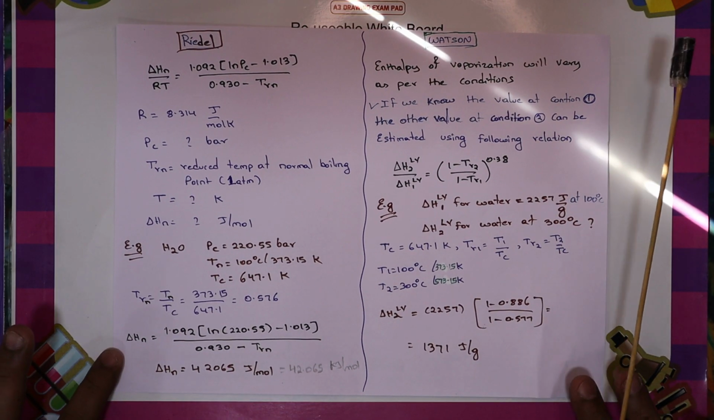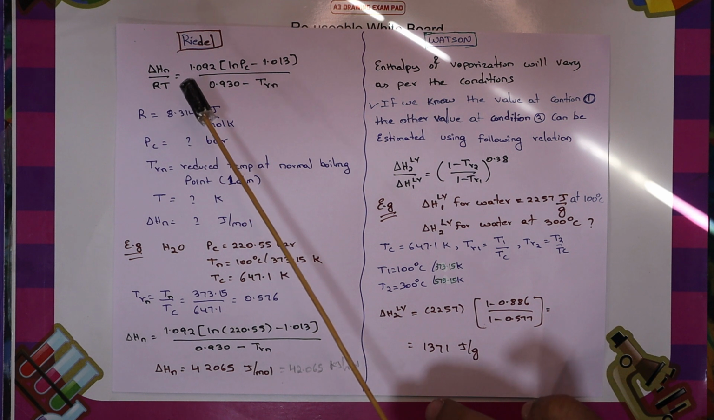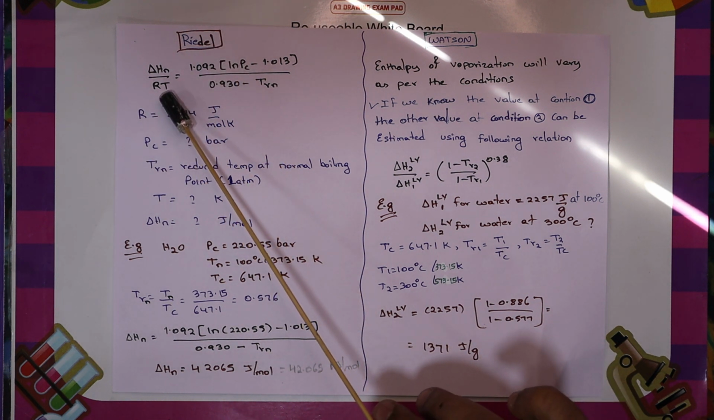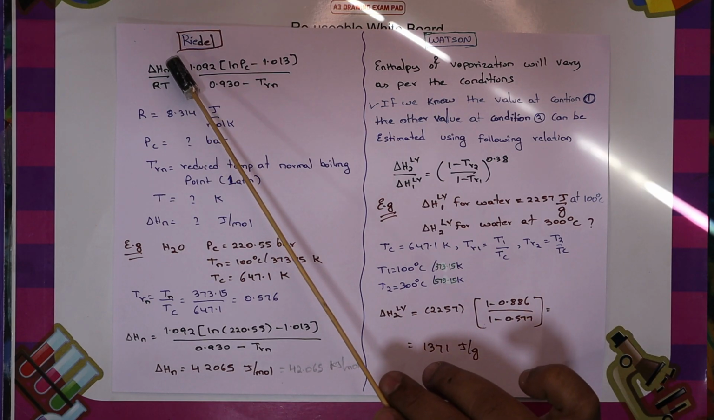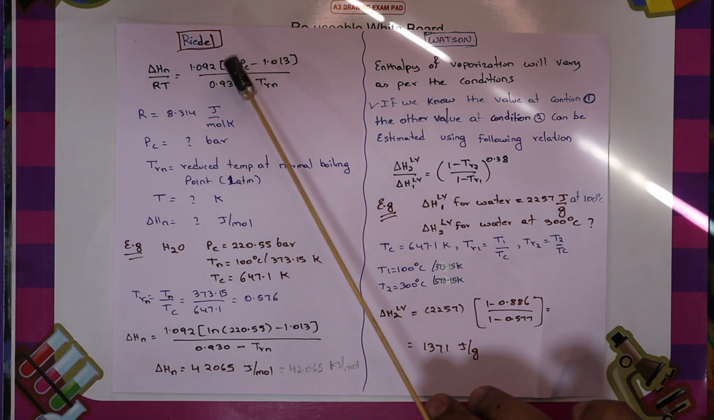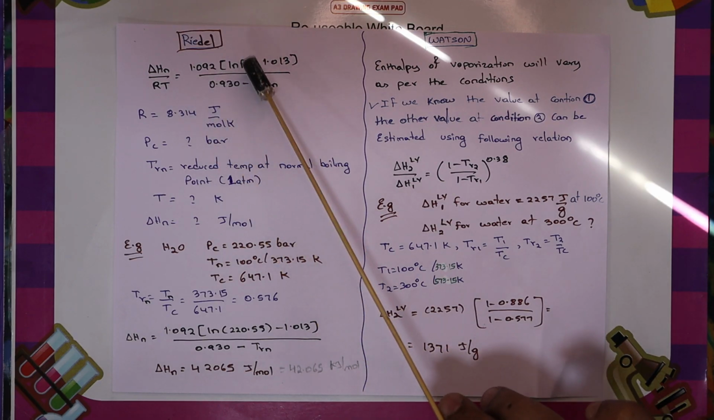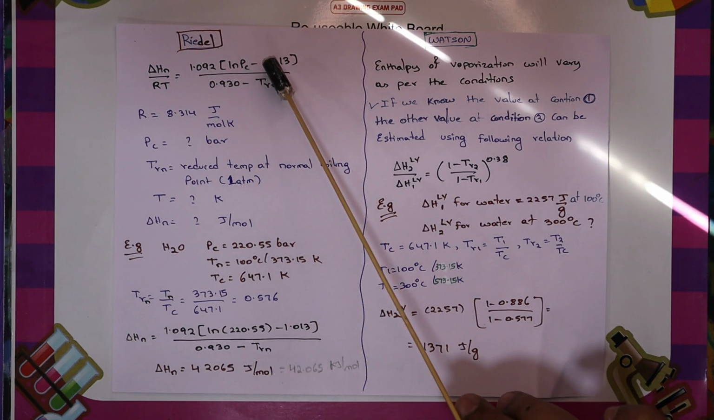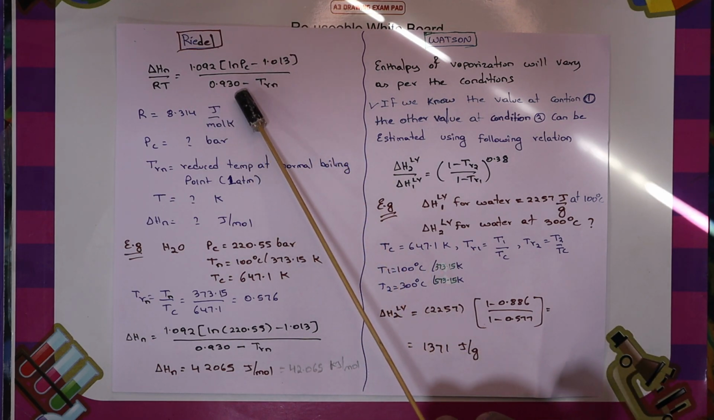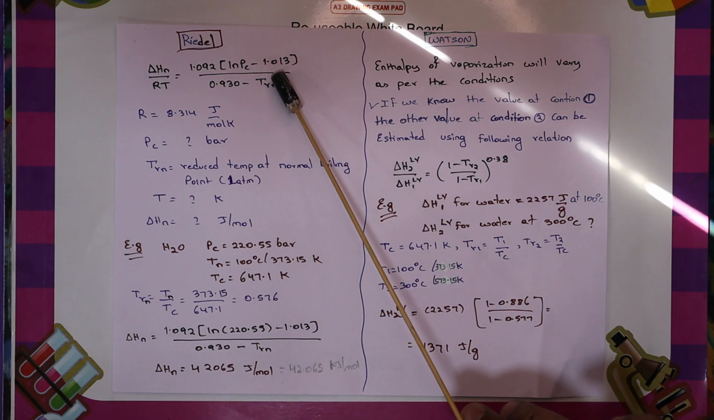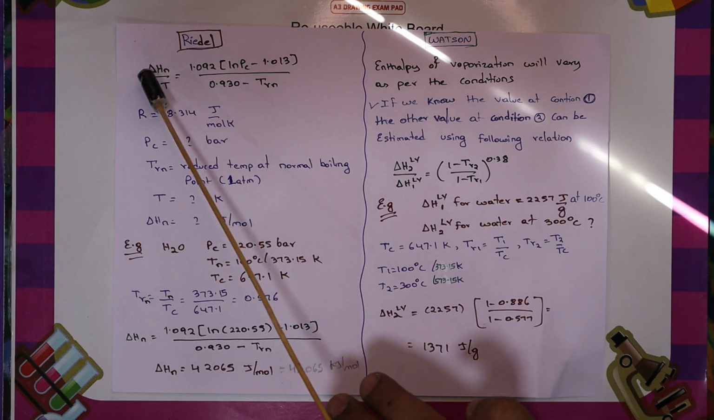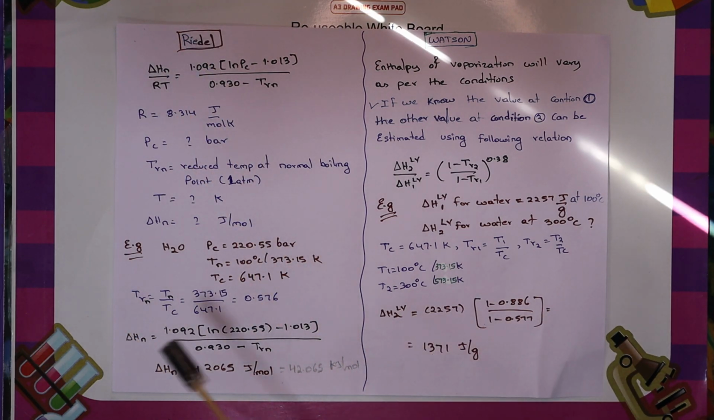Okay, next is Riedel, just like Trouton. Riedel also came up with another equation to find the enthalpy of vaporization at the normal boiling point: ΔH_n/RT_n = 1.092 (ln Pc − 1.013) / (0.930 − T_rn), where Pc is the critical pressure. You can apply this formula to calculate the enthalpy of vaporization suggested by Riedel.